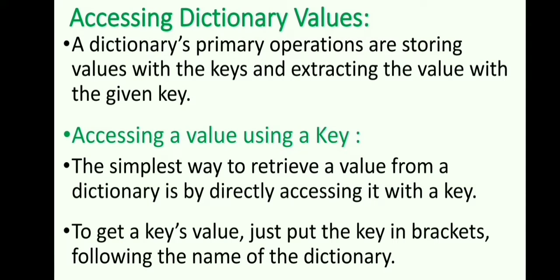Accessing dictionary values. A dictionary's primary operations are storing values with the keys and extracting the value with the given key. Accessing a value using a key. The simplest way to retrieve a value from a dictionary is by directly accessing it with a key. To get a key's value, just put the key in brackets following the name of the dictionary.